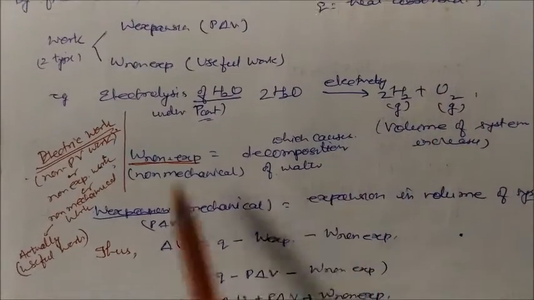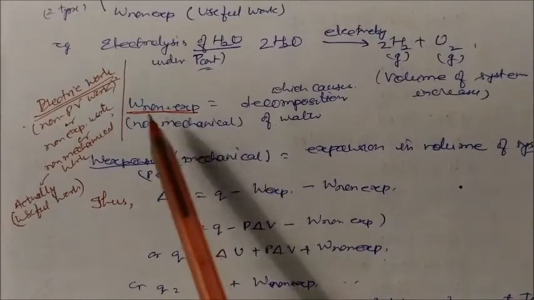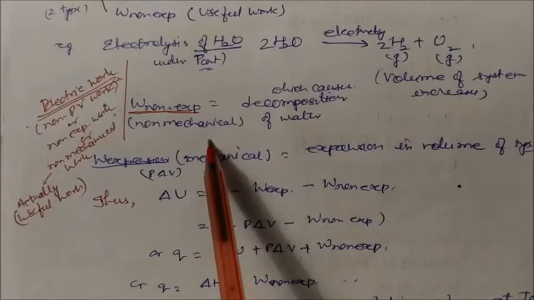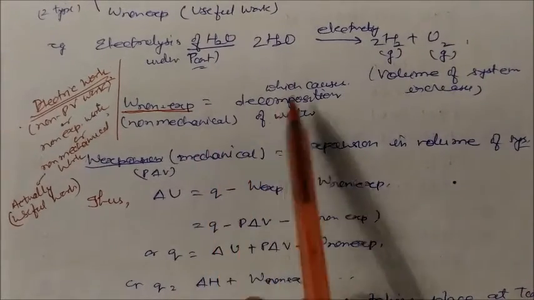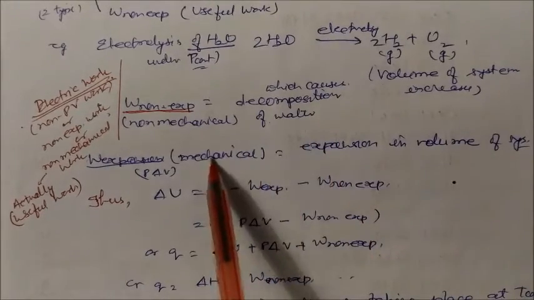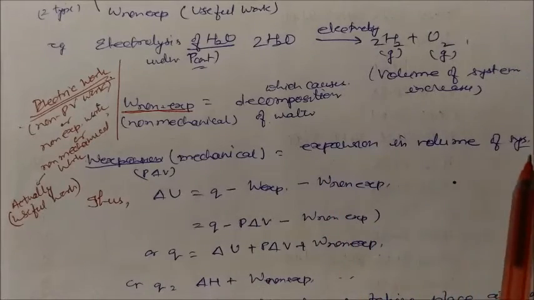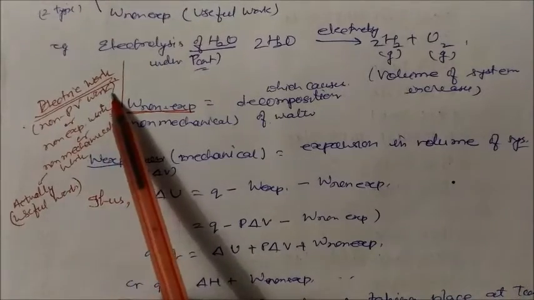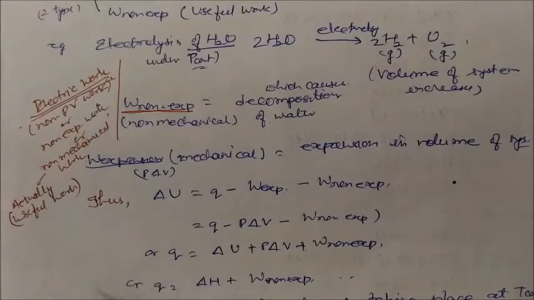Now here we will see that under these two processes we are getting two types of work. One is the non-expansive work, and one is the expansion work. Non-expansive means non-mechanical work. What is non-mechanical work? This non-mechanical work is actually the work which causes decomposition of water. And for mechanical work, P delta V, the expansion of volume of the system takes place. This means electrical work is non-PV work, or you can say it is non-expansive work or non-mechanical work. So this work is actually called the useful work.